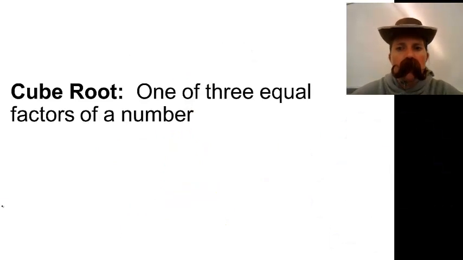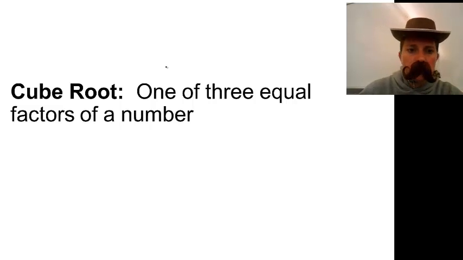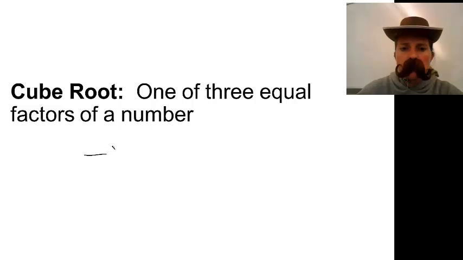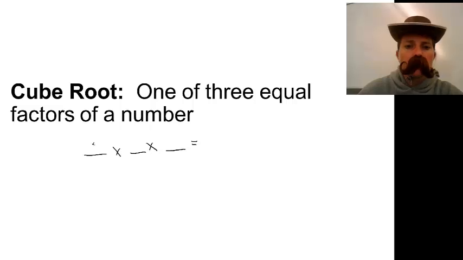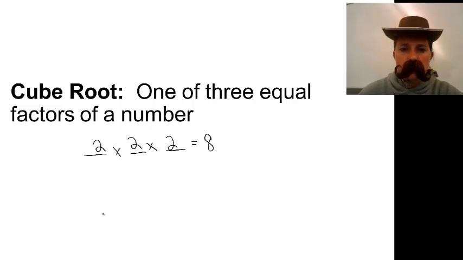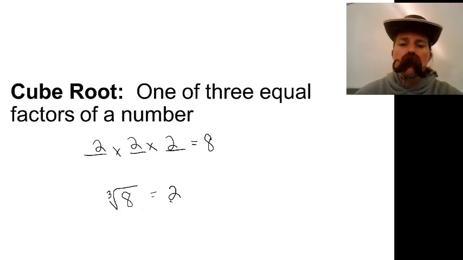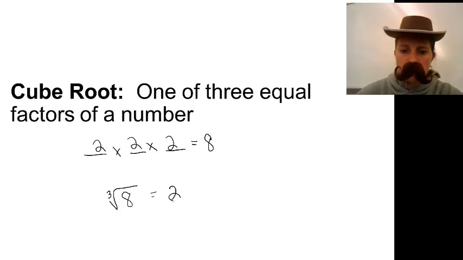Yee-haw! Alright, so a cube root is one of three equal factors of a number. So, kind of like a square root, but instead we have three numbers that are going to equal something. So if I use 2 times 2 times 2, we get an 8. So the cube root of 8 equals 2. For the cube root of 8, we're not going to worry about the pluses or minuses right now. We're just going to say they're all positive and it's a 2.